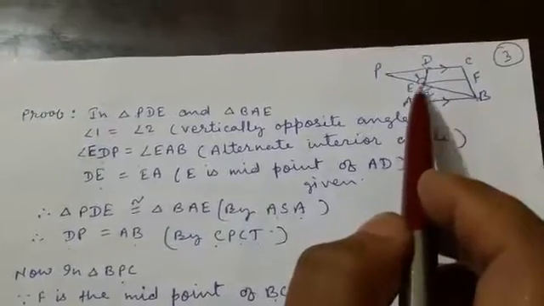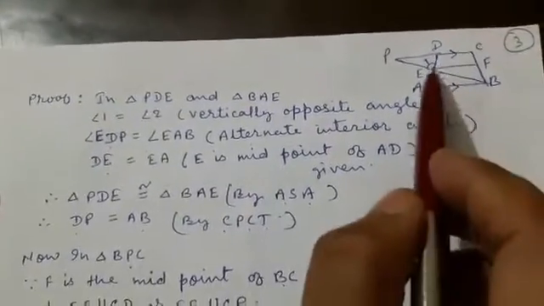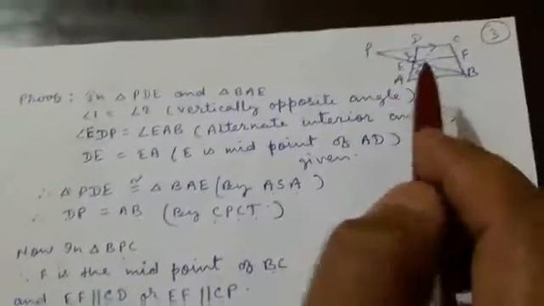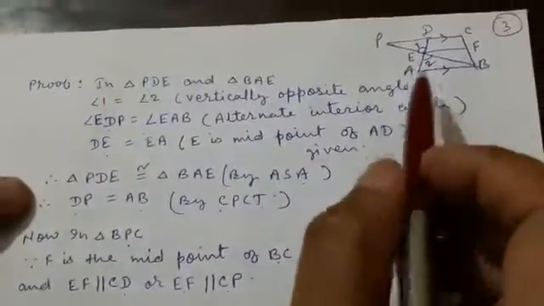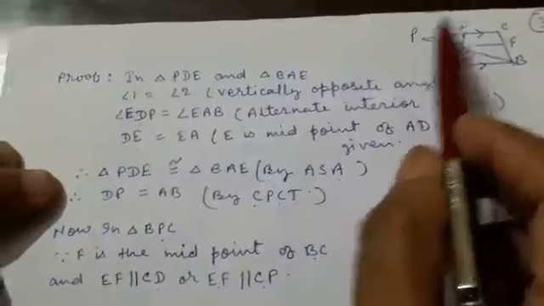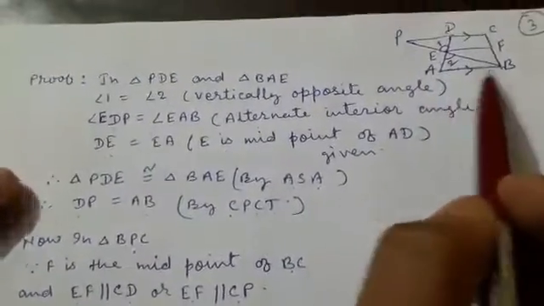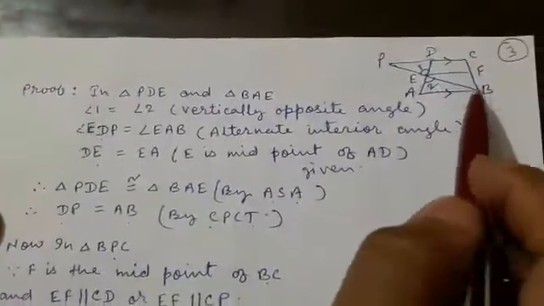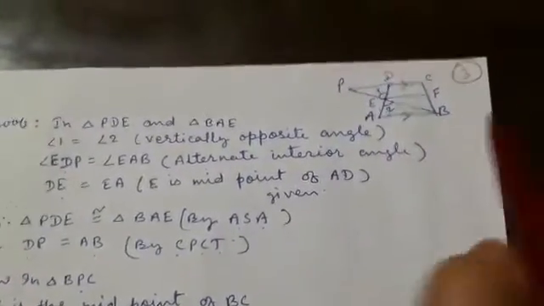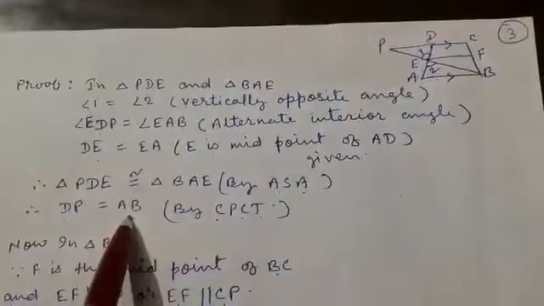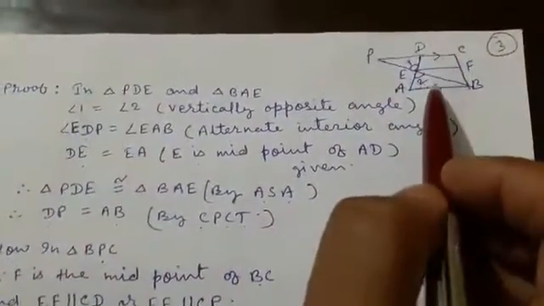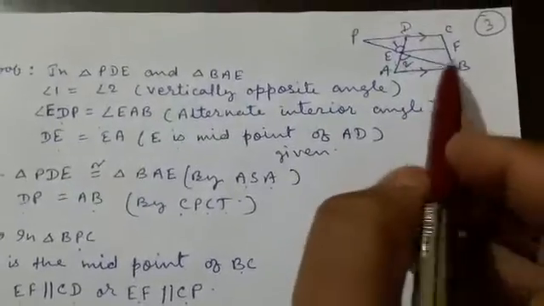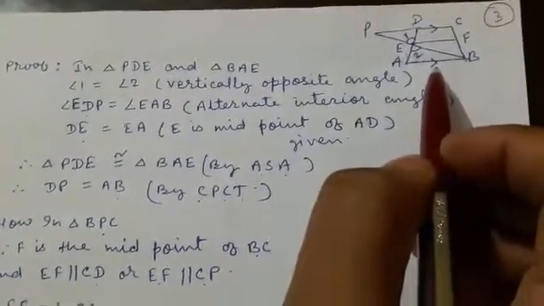And DE is equal to AE. It is also given that E is the midpoint, therefore DE is equal to AE. In this way we can say that triangle PDE is congruent to triangle BAE by the ASA congruency criteria. So we can say that DP is equal to AB by CPCT, means corresponding parts of congruent triangles.